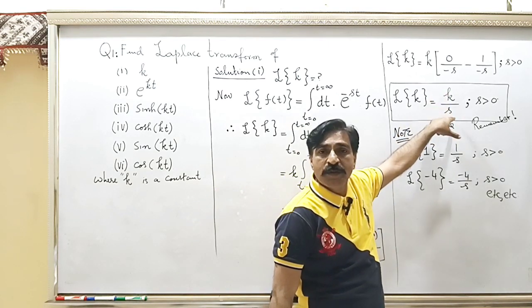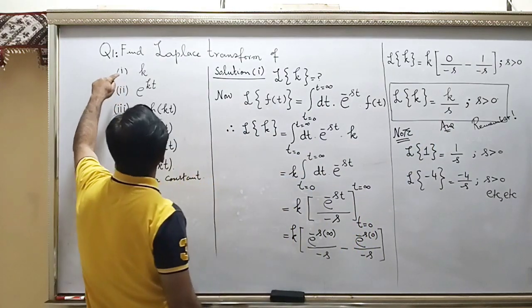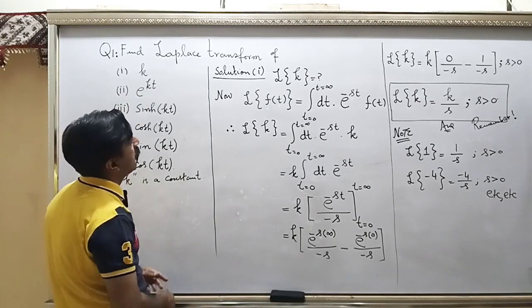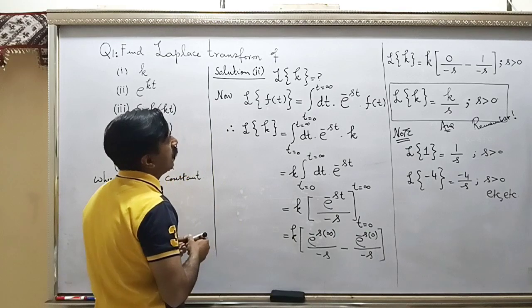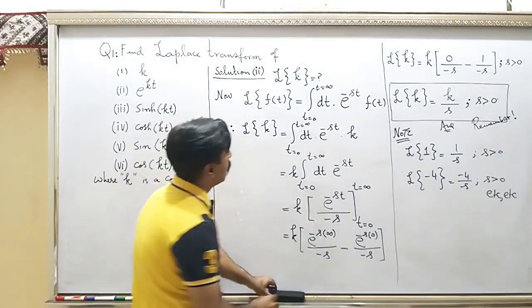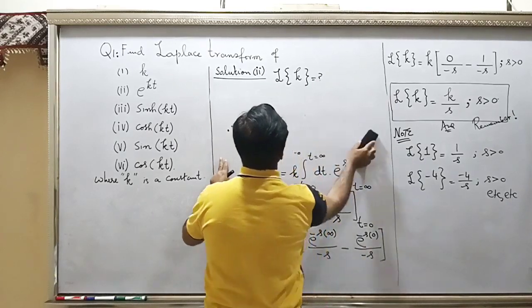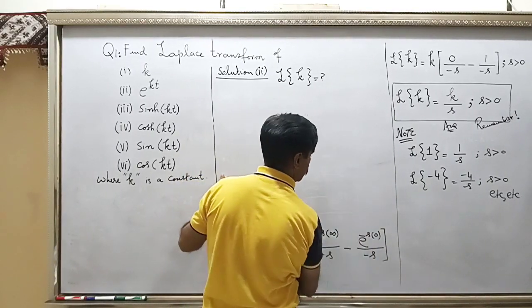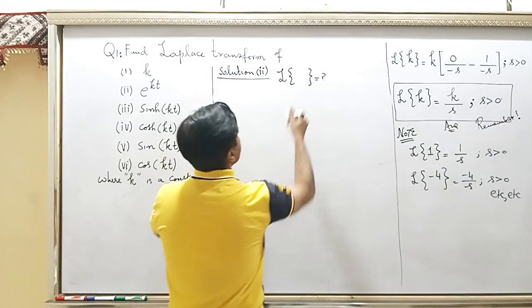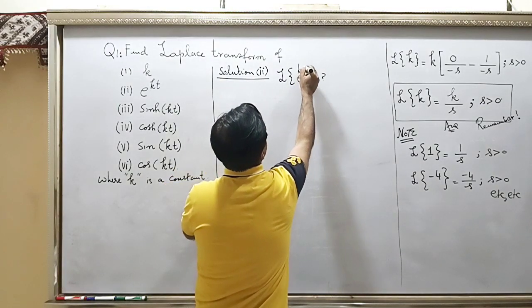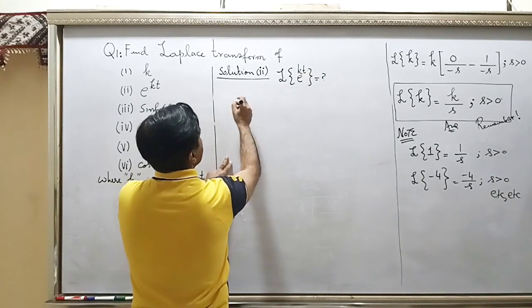It's inversely proportional to the new variable s. Now we have question number 2, e to the power kt. This is solution number 2, and you need to find the Laplace transform of e to the power kt.